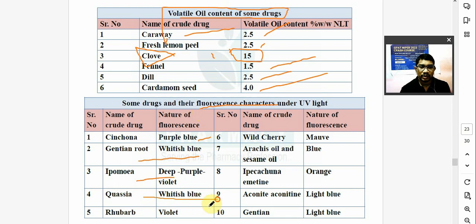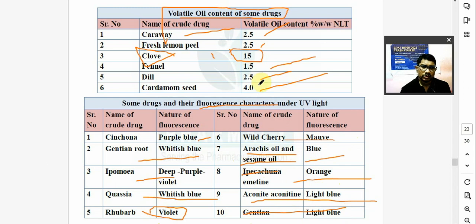ठीक है, आपने मार्केट में से क्लोव लेके आए हो तो आपने चेक करना है उसमें कि volatile oil कितना है. अगर वो 15% से कम है, so if it is less than 15%, that is not an authentic drug, or that is not a pure drug. Okay? So if you purchase the cloves from market, it should contain not less than 15% weight by weight volatile oil, known as eugenol. Eugenol होता है उसमें. These are the parameters.